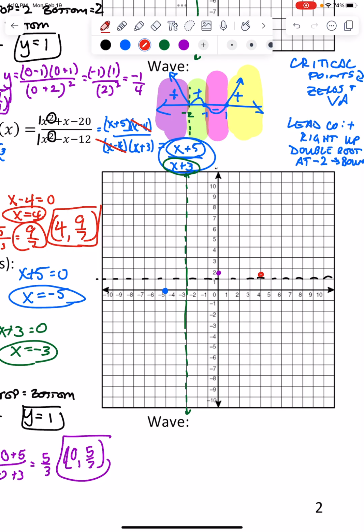Okay. So now if we look, we have points up here. And then we also have a point down here. So we don't need the wave, right? We know exactly where our 2 branches need to go. So if we put in our 2 branches, we got one that needs to come down through here. And then one that needs to come through here, right? So that's what we're working with, all right?